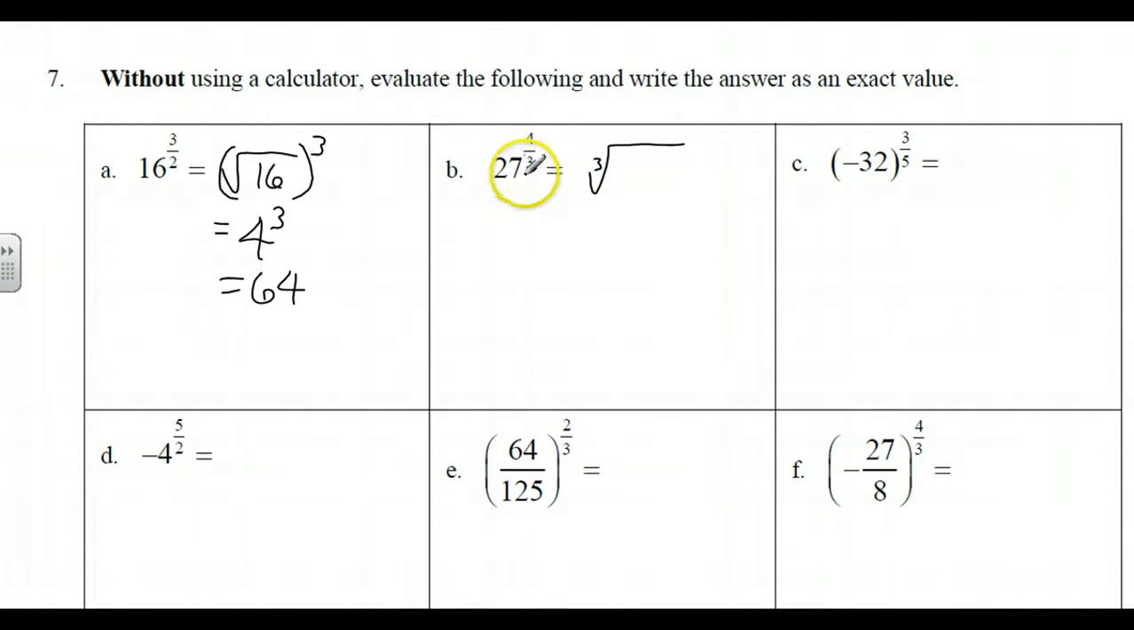Cube root. So change it from exponential form to radical form. It's the cube root of 27. Then raise that to the power 4, which is 3 to the 4, or 81.